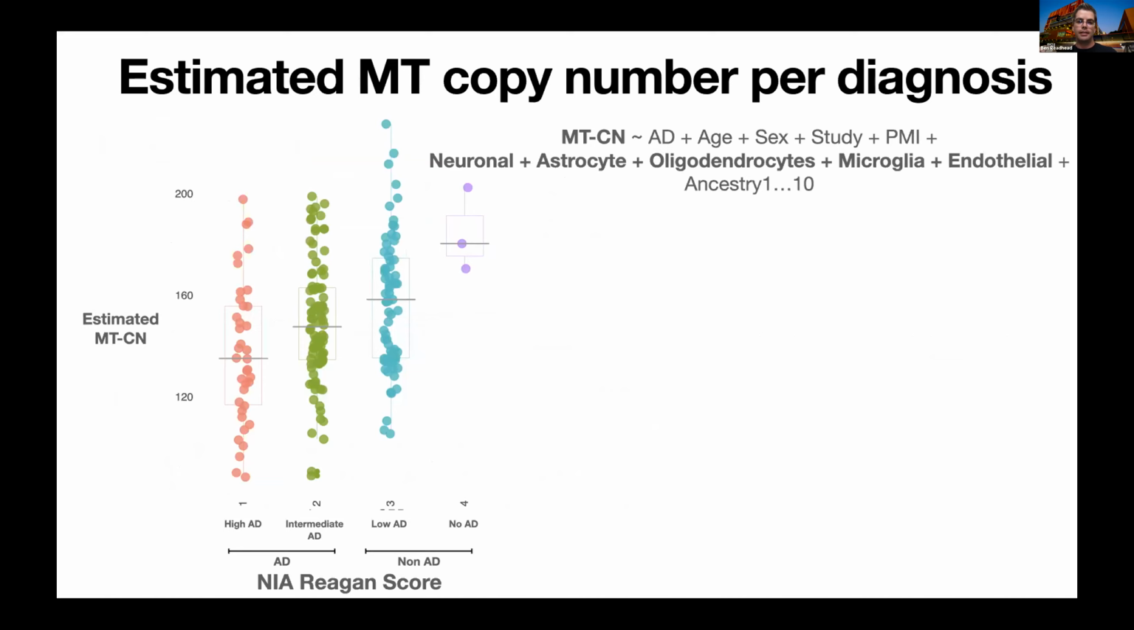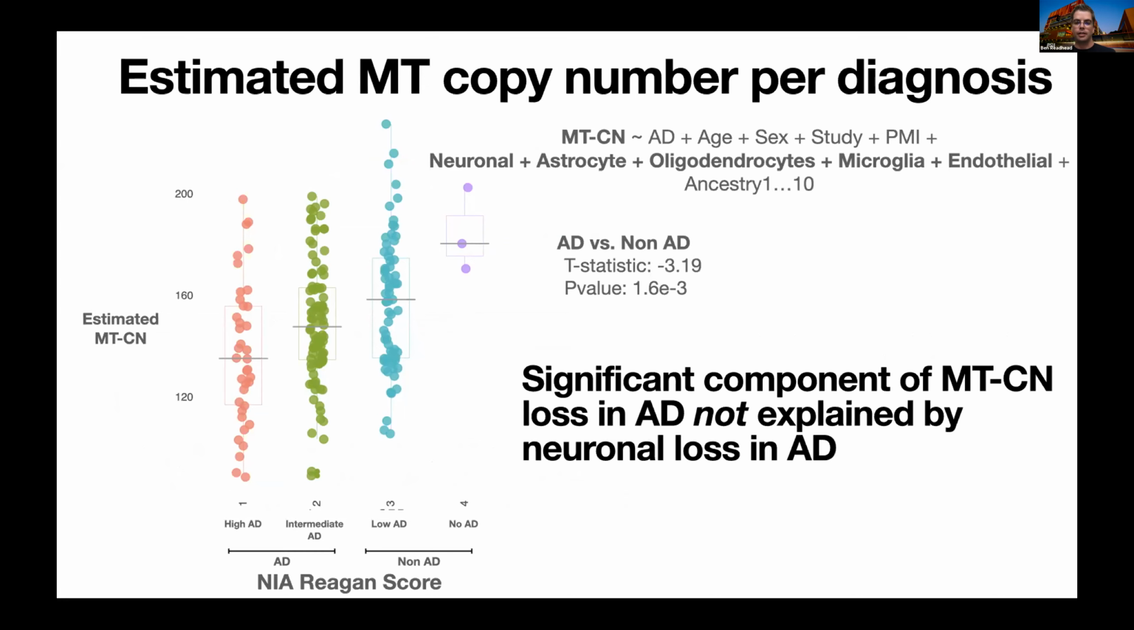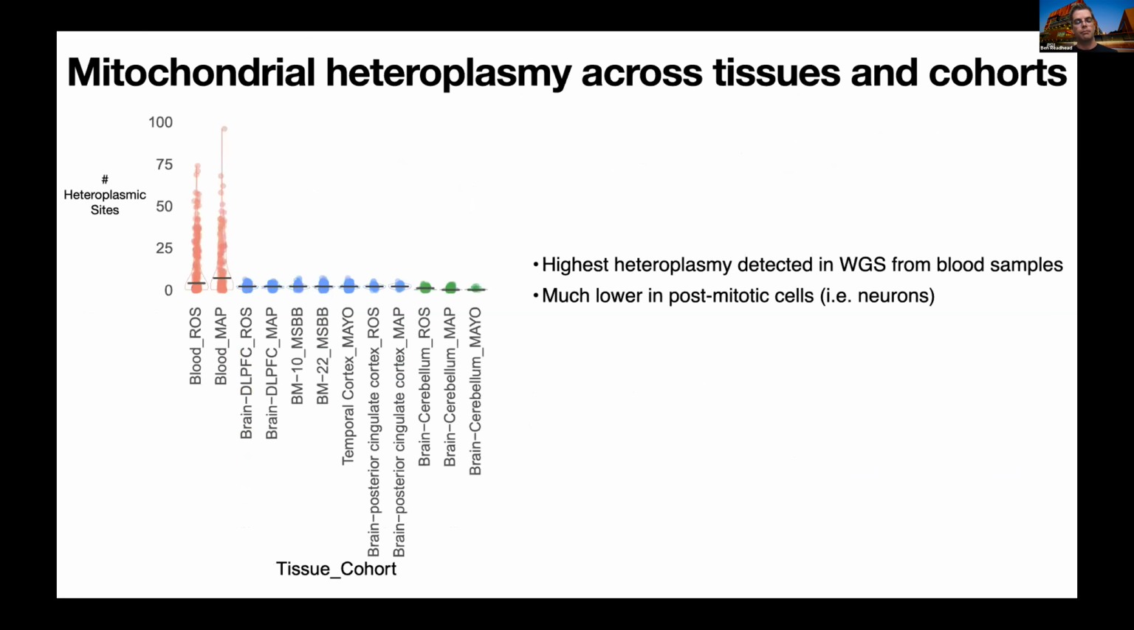So we take these cell type estimates, we include them in the linear modeling that we use for this analysis, and what we see is that there is still a significant component of mitochondrial copy number loss in AD that's not explained by neuronal loss, which is interesting. At the moment we're exploring different ways to connect these copy number estimates with molecular and proteomic network modeling approaches to try and understand what might be some of the upstream drivers and downstream response networks that could help us contextualize what's going on here. One of the threads that we are exploring is looking at mitochondrial heteroplasmy as a potential contributor here.